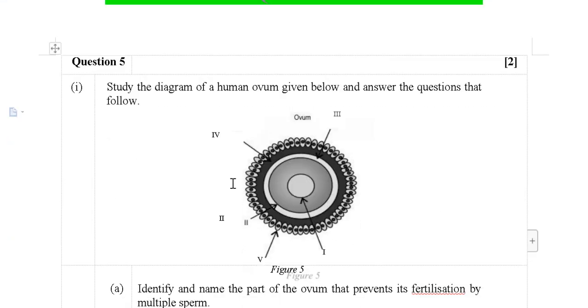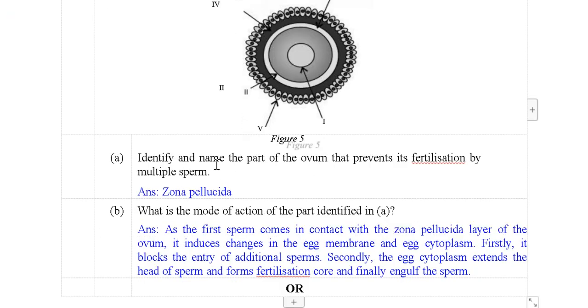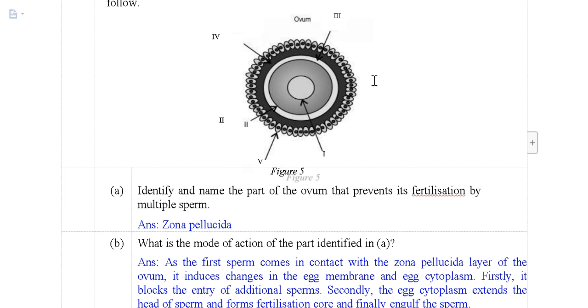Move to the next question. Study the diagram of a human ovum given below and answer the questions that follow. This is the structure of the ovum, and they have labeled parts 1, 2, 3, 4 and 5, but they didn't ask anything about the labeling. So let's focus on the question they asked: identify and name the part of the ovum that prevents its fertilization by multiple sperm. The answer for this question is zona pellucida.